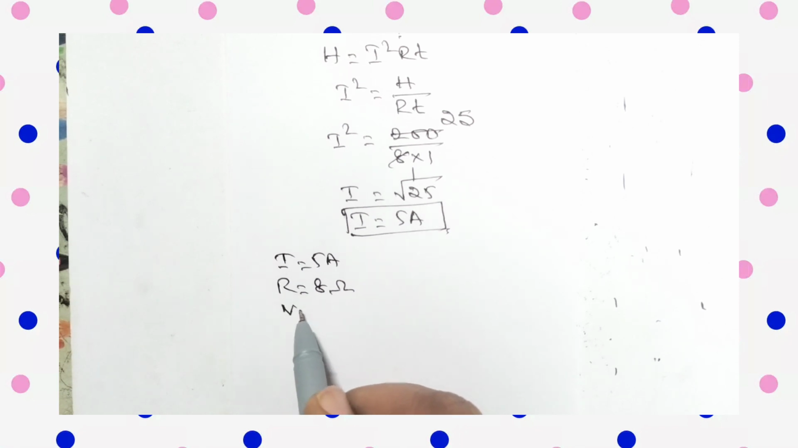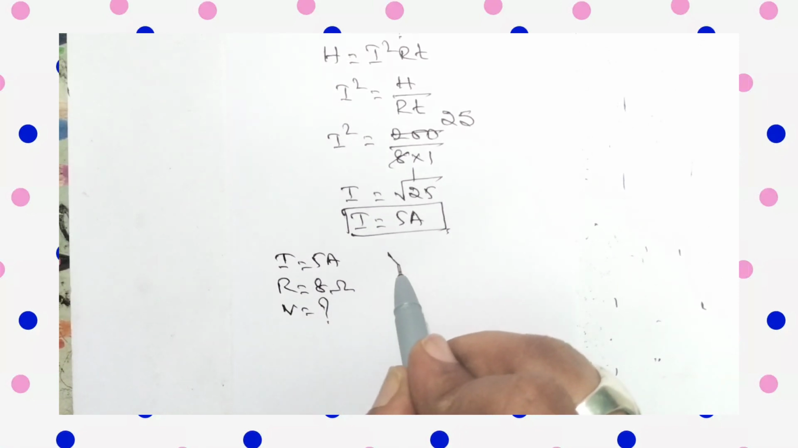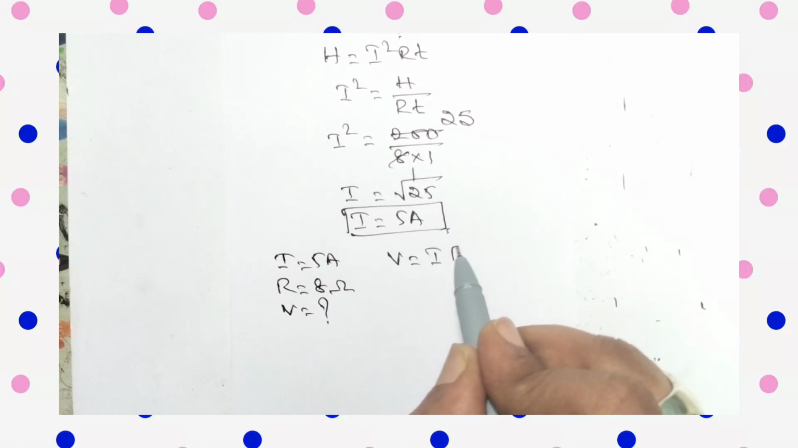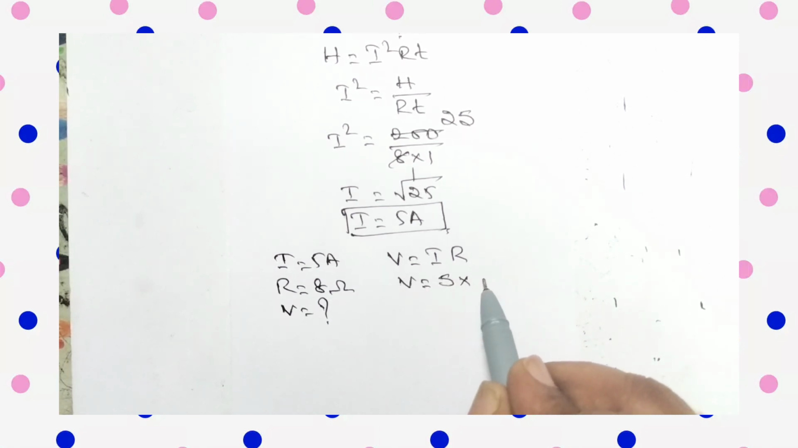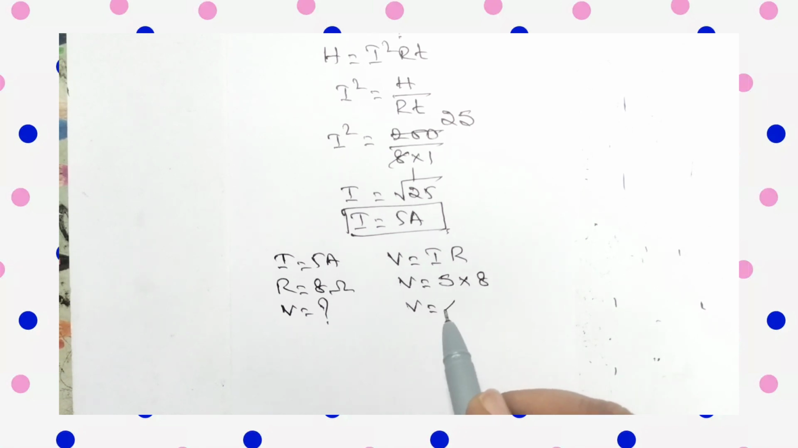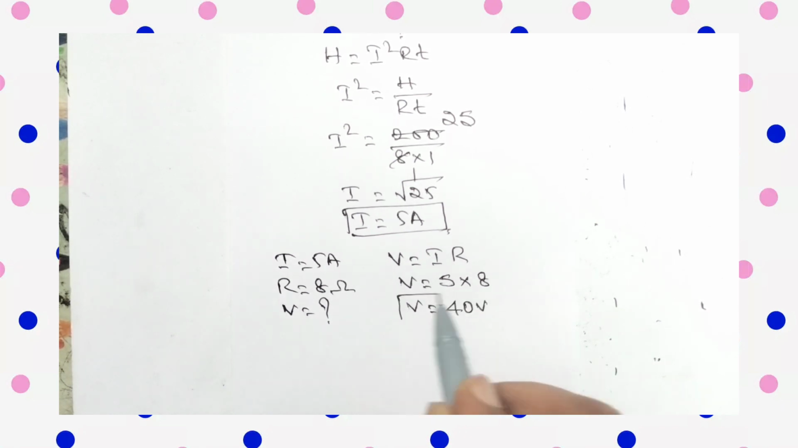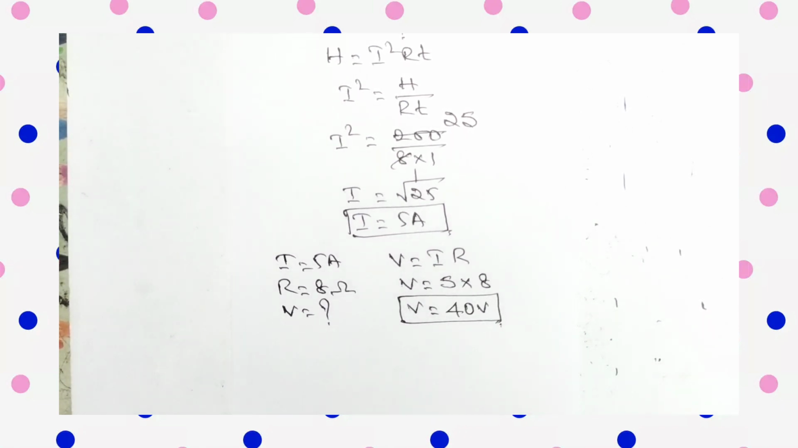Now we have to calculate what is the potential difference. According to Ohm's law, V is equal to IR. V is equal to I andre 5, R andre 8. So V is equal to 8 5s are 40 volts. So potential difference is 40 volts. So like this we have to calculate the potential difference across the resistor. So now we have answered the 12th one.